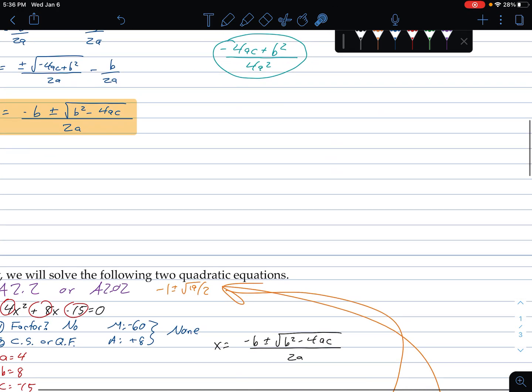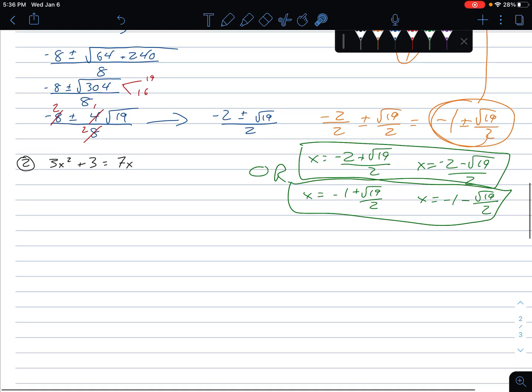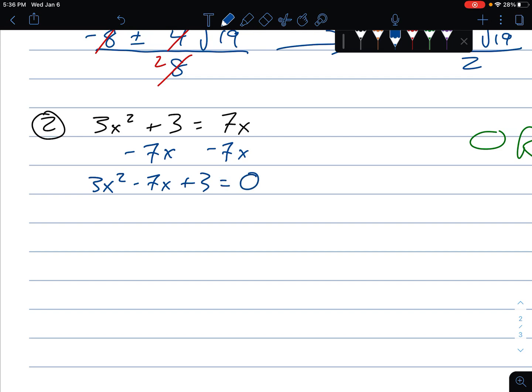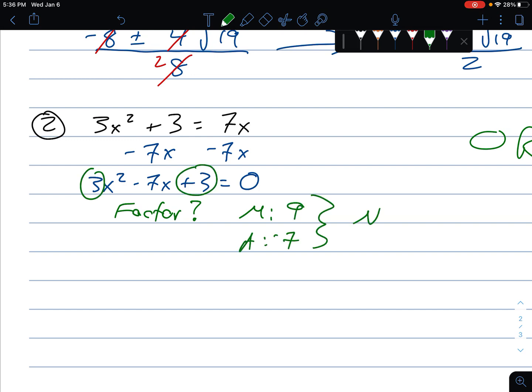Let's do one more example. I'll do it a smidge faster. We don't know what the answer is going to be here. The key with these is you want everything to be on the same side. So just as we have been saying for a long time, always get it to equal 0. Now we can decide, can I factor? If I can, that's definitely preferred. Two numbers that multiply to 9 and add to negative 7, none. 3 and 3, 9 and 1, no and no. So let's do the quadratic formula.